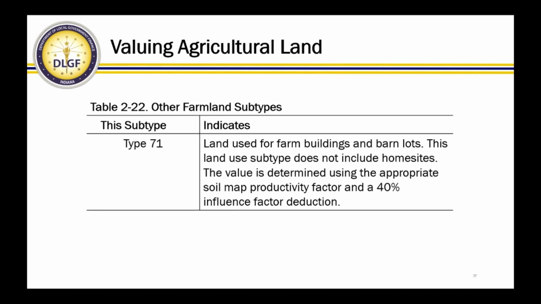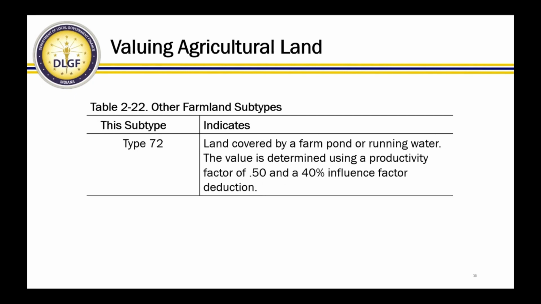There are other different types of farmlands, and you can see here type 71 is land used for farm buildings and barn lots. And this does not include the agricultural home site. If you do have this type of land, a 40% influence factor deduction is applied. Type 72 is about land covered by a farm, pond, or running water. So frequently, if you have a farm, you'll see maybe close proximity is a pond or there's running water. If you do have that situation, a productivity factor of 50%, or half of the value, and a 40% influence factor deduction would be applied. And this would only be for that land covered by a farm, pond, or running water.